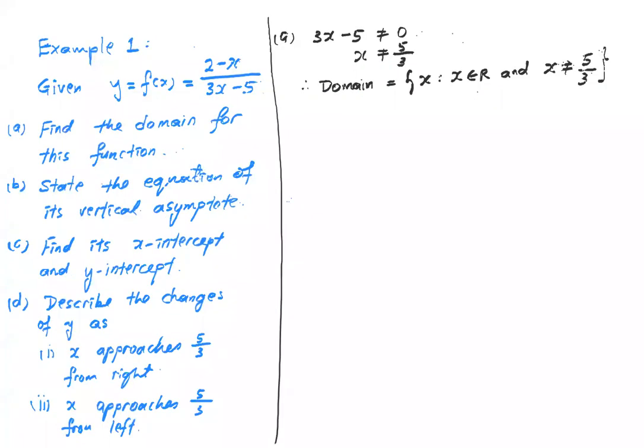Are you okay? So that is how you get the domain for what type of function? This type of function. So every function, the way to determine the domain, there is a way. You have to memorize it, no choice. Okay. So for part B, the vertical asymptote. Okay, let me go to the next page.